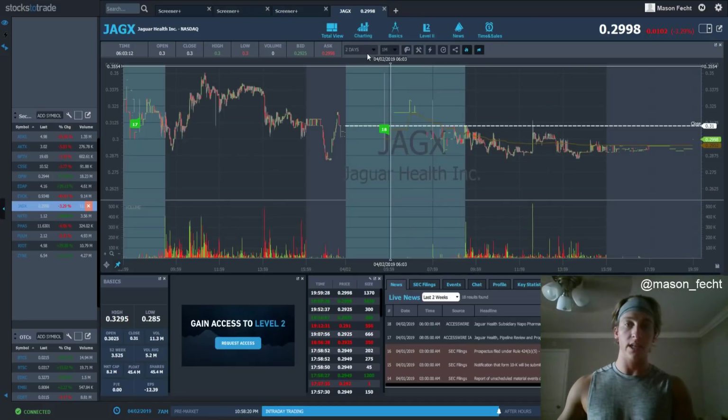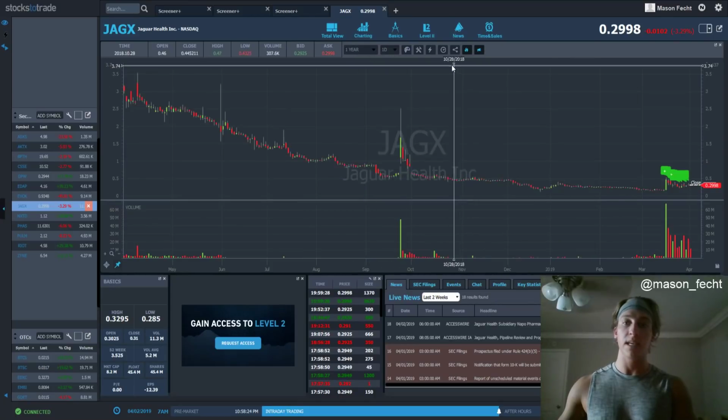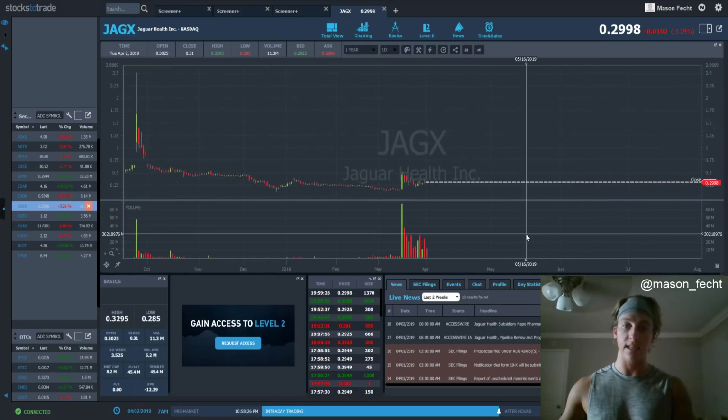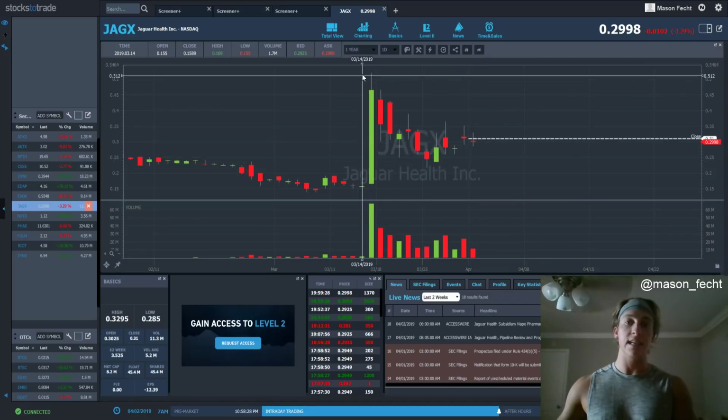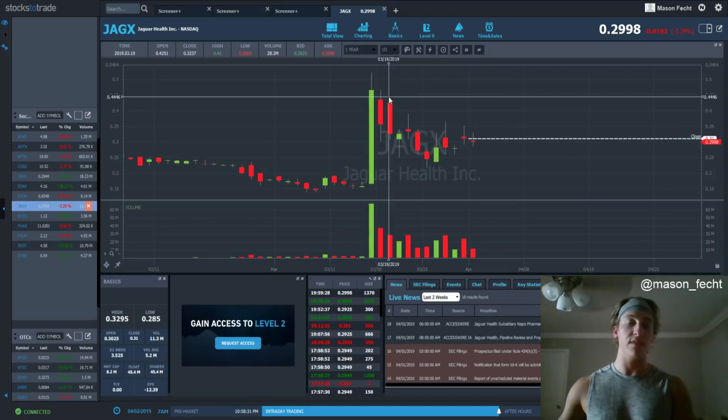JAGX, talked about this yesterday. Keeping this on my secondary watch list because I would be interested in seeing it come back up and break out above this 50-cent area.